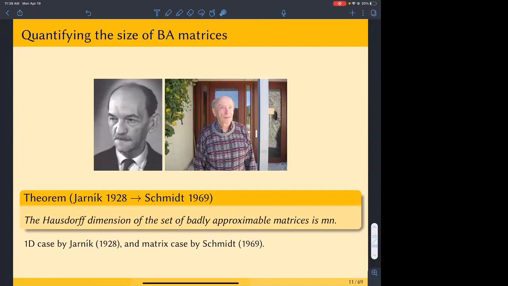Okay, so coming back to our question, what are the Hausdorff dimensions of these sets? The badly approximable, very well approximable, and singular sets are all Lebesgue null. So the next question is, how large are they in terms of, say, their Hausdorff dimension?